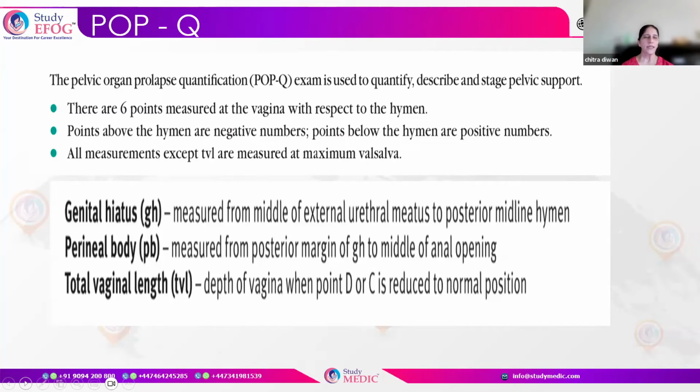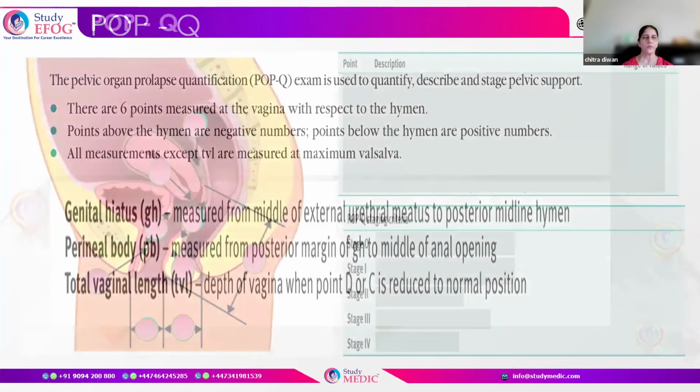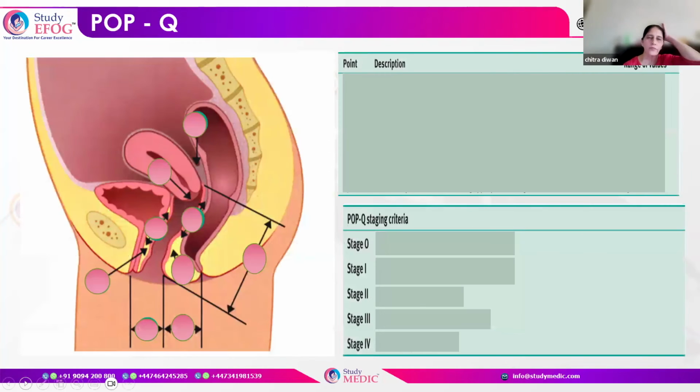Now, how do you measure the genital hiatus? It is measured from middle of external urethral meatus to posterior midline of the hymen. Perineal body is measured from posterior margin of genital hiatus to middle of anal opening. And total vaginal length is the depth of vagina where point C is reduced to normal position. Let us see what these points are first. Okay. So have a very careful look at this picture.